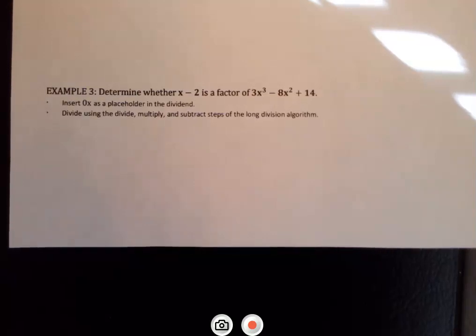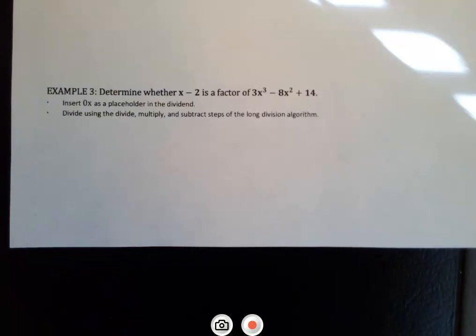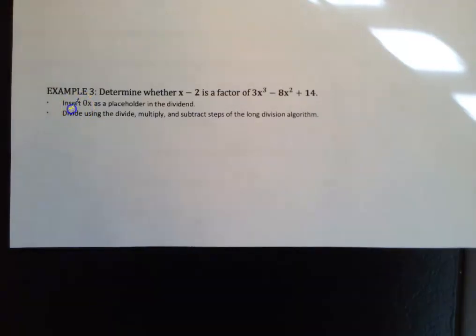Okay, so picking up where we left off yesterday at number 3, doing a little bit more division. The note here, however, let me see if I can get that a little brighter. There we go. Okay, so I want to look at our note. It says to insert 0x as a placeholder in the dividend. Remember, we had to put them in order? That was one of the things, to make sure that our exponents were in descending order. So we have 3x cubed minus 8x squared plus 0x, because we don't have anything with just one x, and then plus 14.